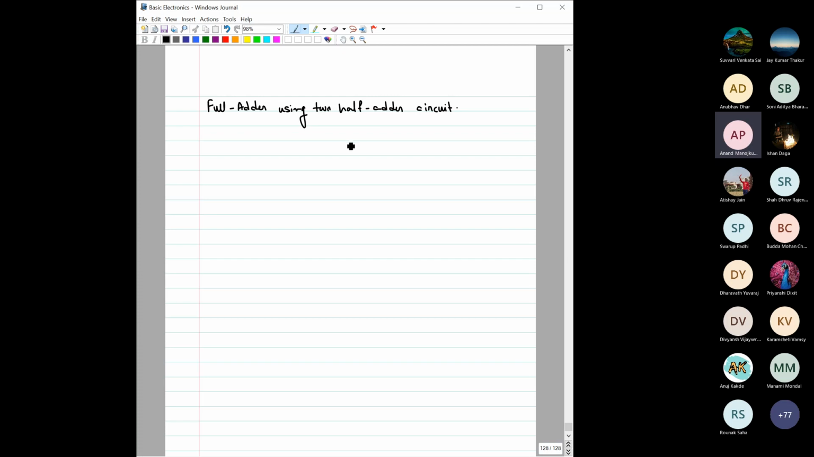So we can just add A and B using a half adder, and then take the output of that, and one more half adder we can add there. So here this was the half adder we have seen earlier, right? This was the half adder, this was sum, and this was carry. Sum was A XOR B, carry was AB, right?